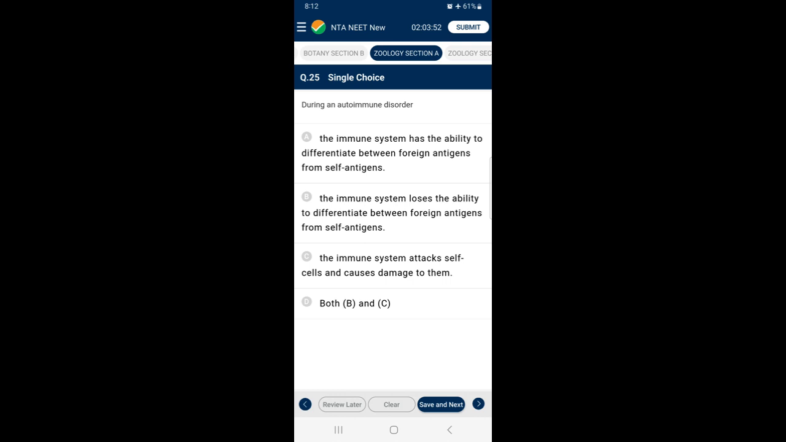Question number 25. In higher vertebrates, the ability to differentiate foreign organisms like pathogens from self cells is the basis of an immune response. Sometimes, due to genetic and other unknown reasons, the body attacks self cells. This results in damage to the body and is called autoimmune disease. Rheumatoid arthritis, which affects many people in our society, is an autoimmune disease. So the answer is option D, both B and C. The immune system loses the ability to differentiate foreign antigens from self antigens, and attacks self cells and causes damage to them. So both are correct about autoimmune disorder.